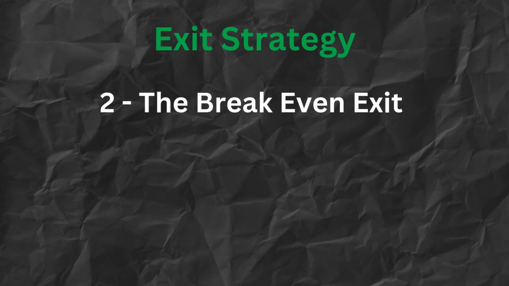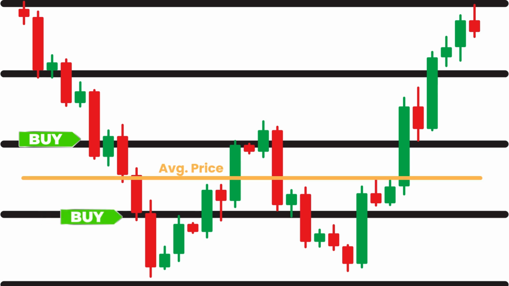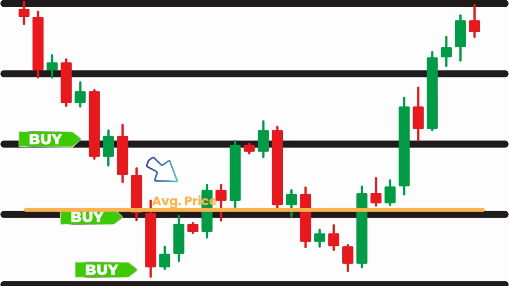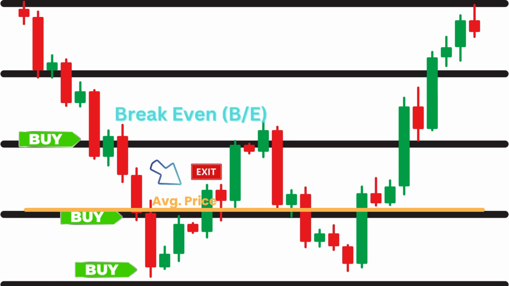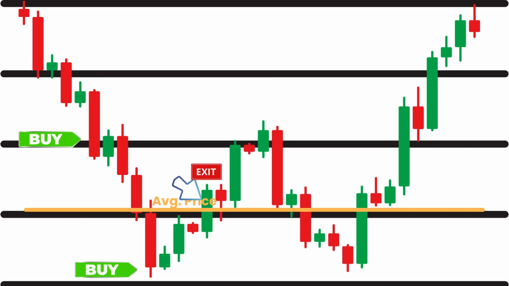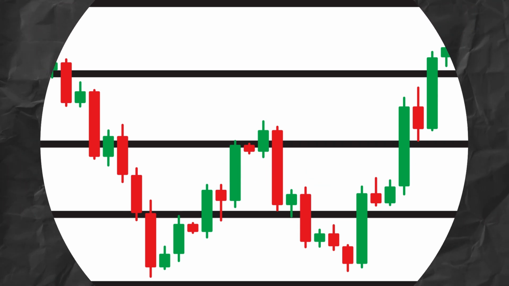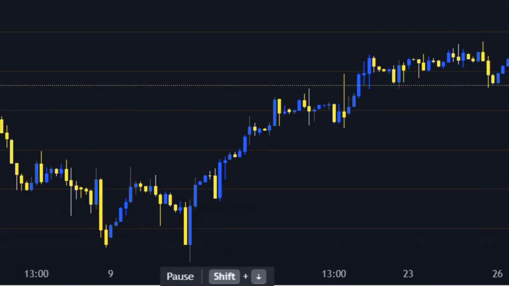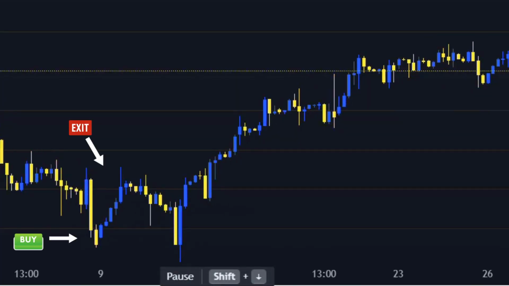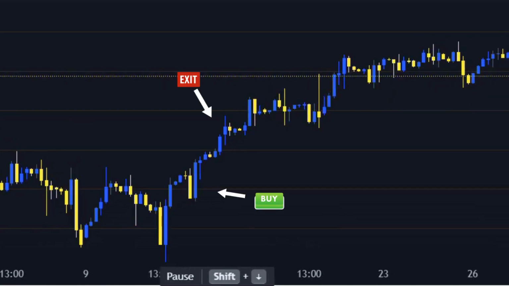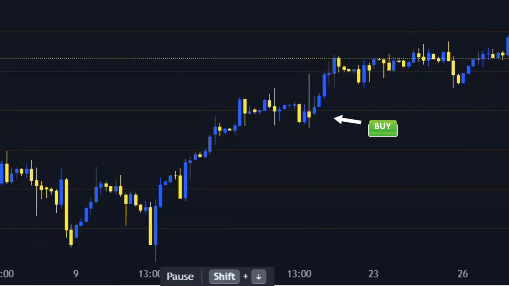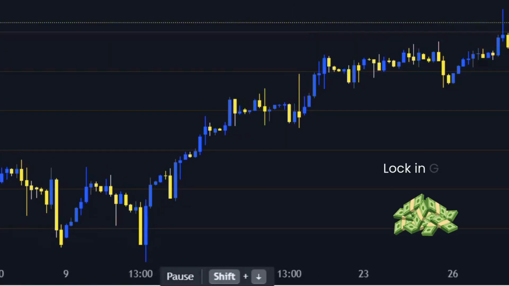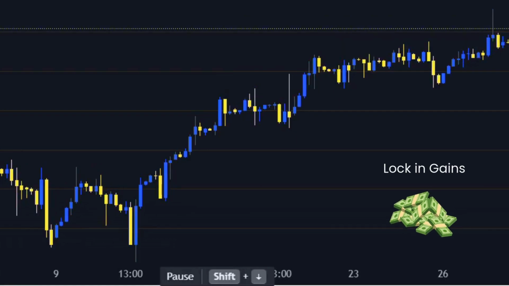2. The break-even exit. This is when the average price of your DCA position recovers to the break-even price. Here you will close part or all of the position to avoid potential losses. This is best for risk-averse traders who want to exit as soon as losses are neutralized. 3. The staggered exit. This allows you to capture profits on individual positions without waiting for the price to reach a single profit target price for all of your opened positions. This approach is especially useful in trending markets as it locks in gains while reducing your exposure.